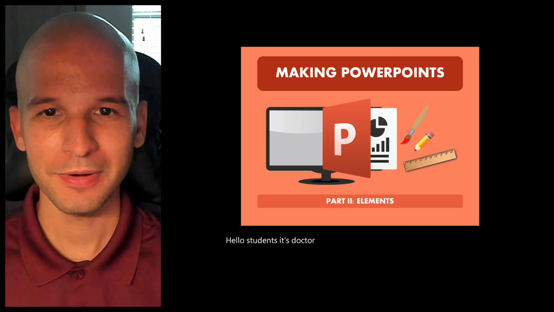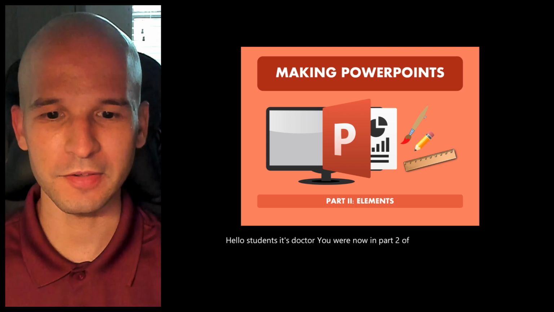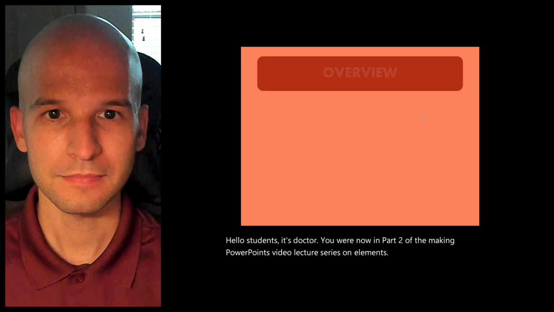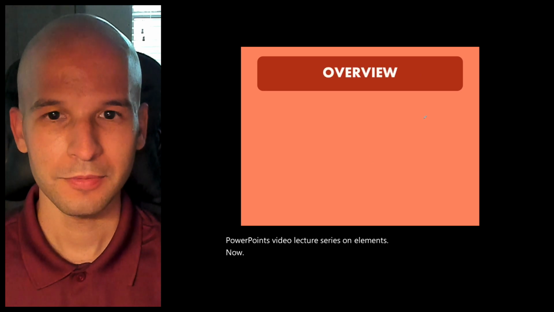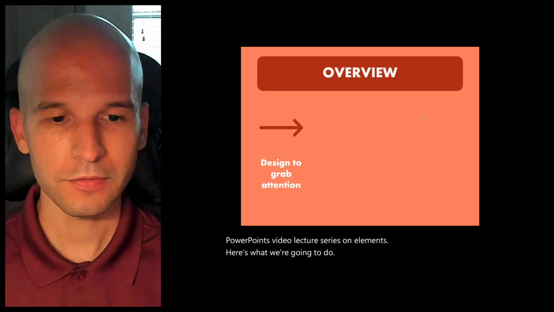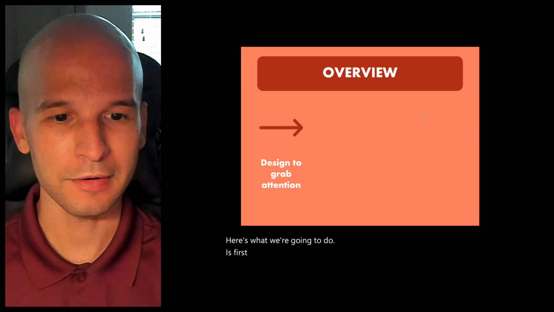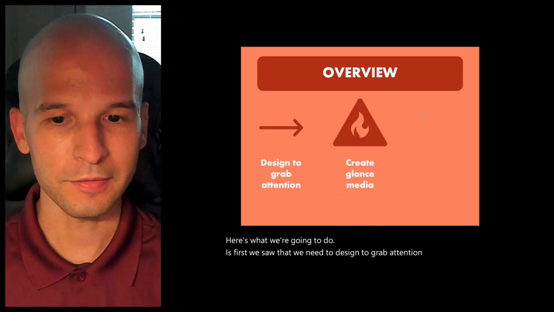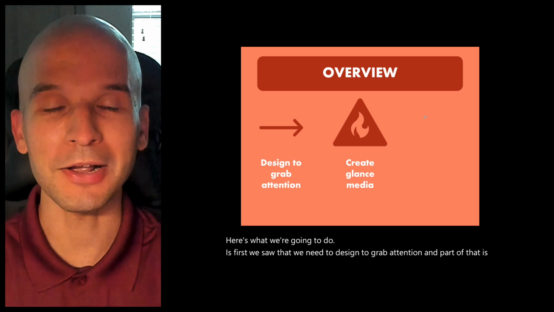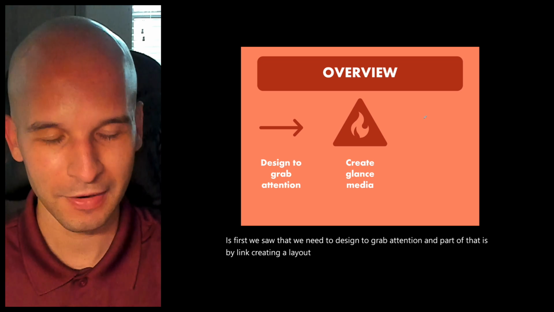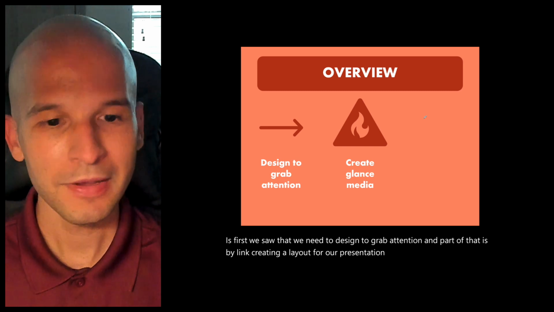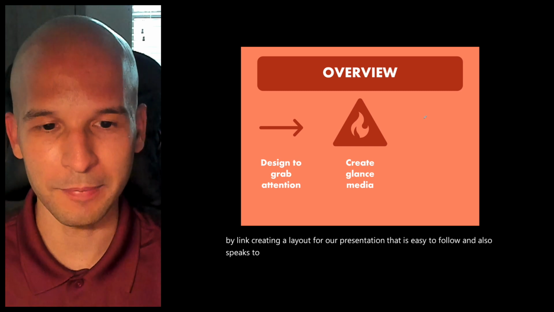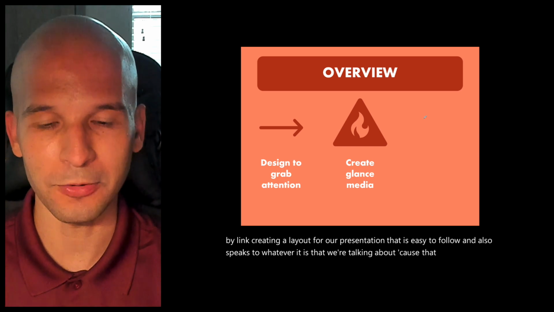We're now in part 2 of the Making PowerPoints video lecture series on elements. Here's what we're going to do. First, we saw that we need to design to grab attention. And part of that is creating a layout for our presentation that is easy to follow and also speaks to whatever it is that we're talking about, because that can also make it interesting too.